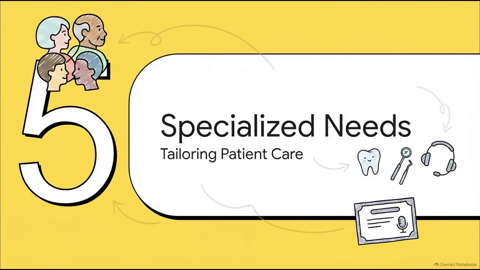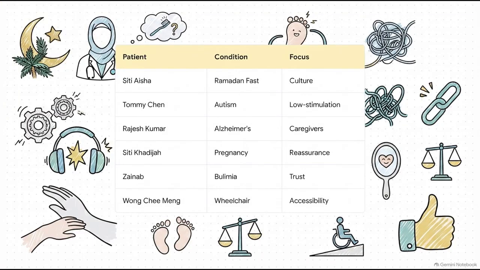Okay, heading into our final casting group in Section 5, Cases: Specialized Patient Needs. This is where we see the beautifully complex tapestry of public health. You might be Sidi Aisha, who is observing Ramadan fasting and prefers a female dentist, asking if toothpaste breaks her fast. Or maybe you're playing the concerned dad of an 8-year-old boy with autism spectrum disorder who is highly sensitive to bright clinic lights and loud noises.